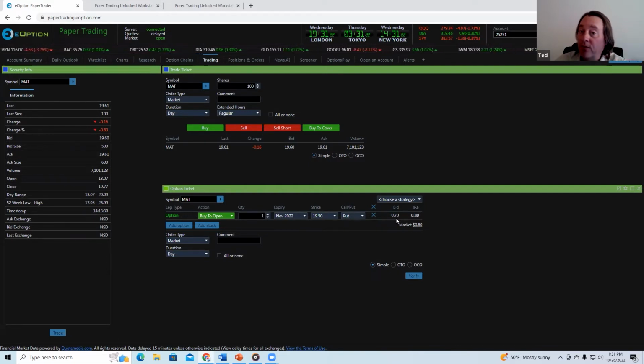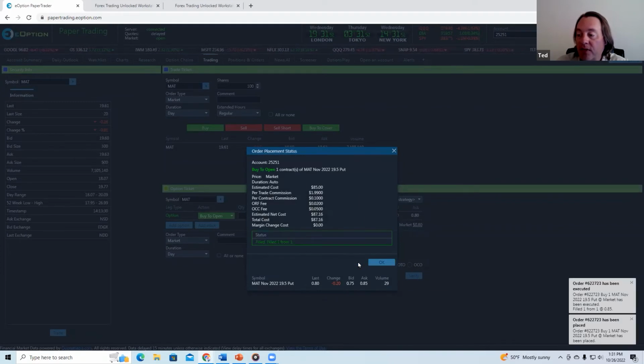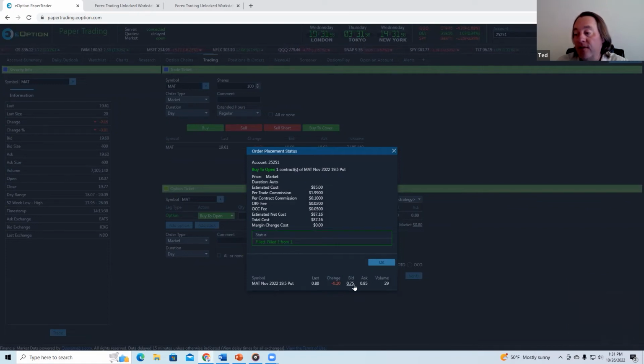But remember, for our analysis, it's more likely to go up, at least in the short run, than down. But let's see what happens with this pricing. Why not check it out? All right, buy to open one contract of Mattel, November 2022, 19.50 put. Okay, we have an estimated cost of $85. That's next to nothing. Let's see, we have our option fees that you have to pay no matter what, the industry fees. Net cost, put the trade on, and shabam, get filled at the price of 80.